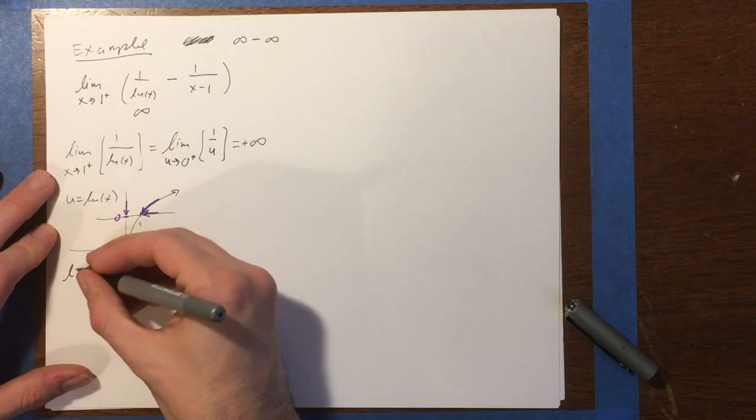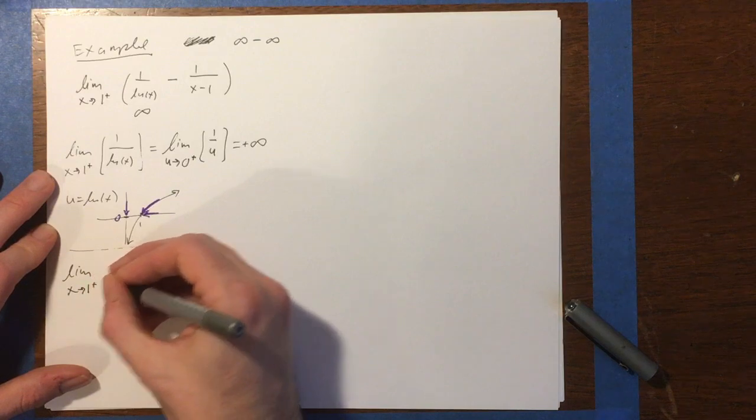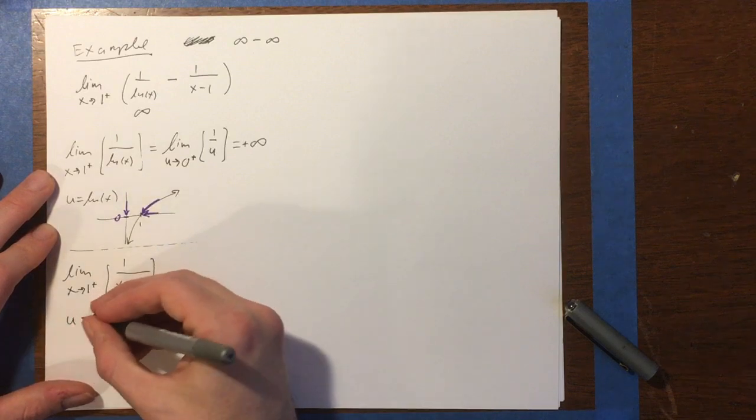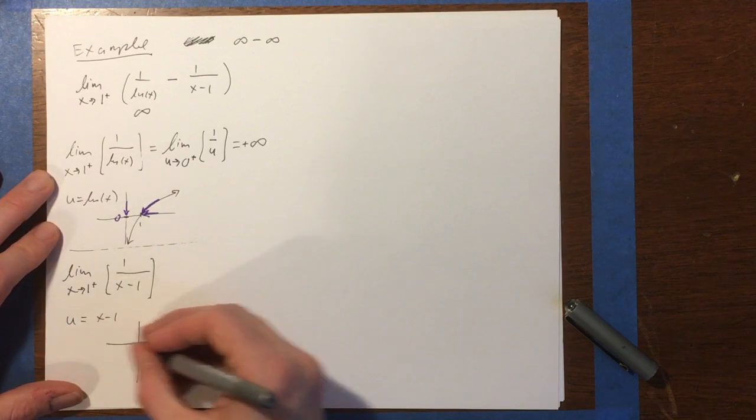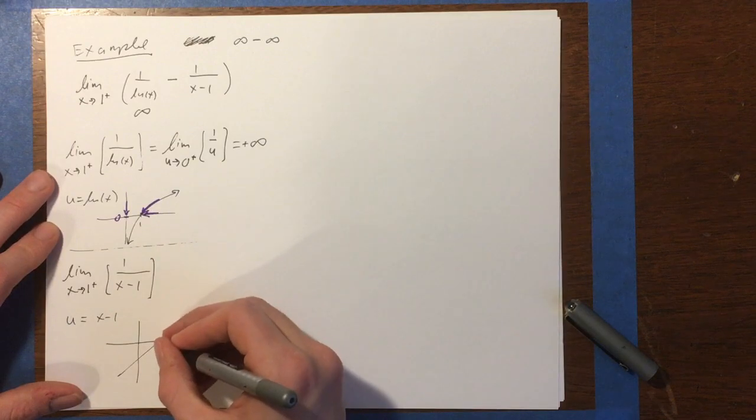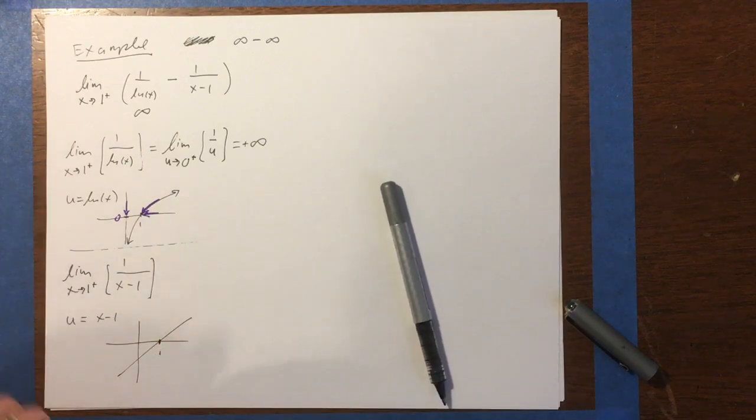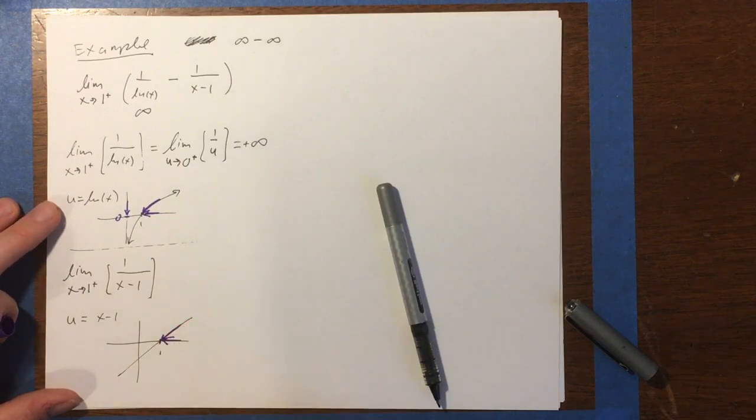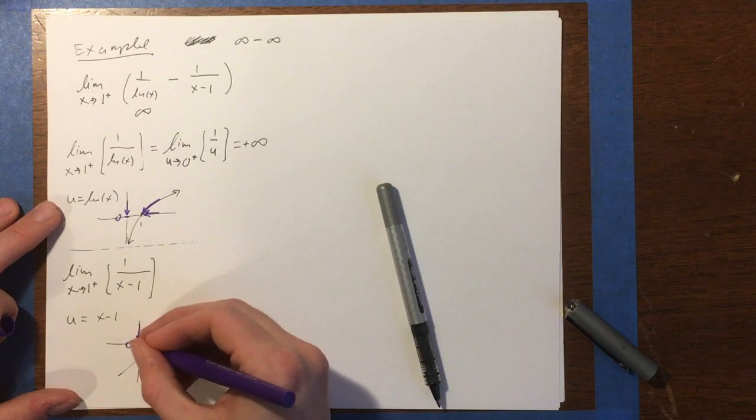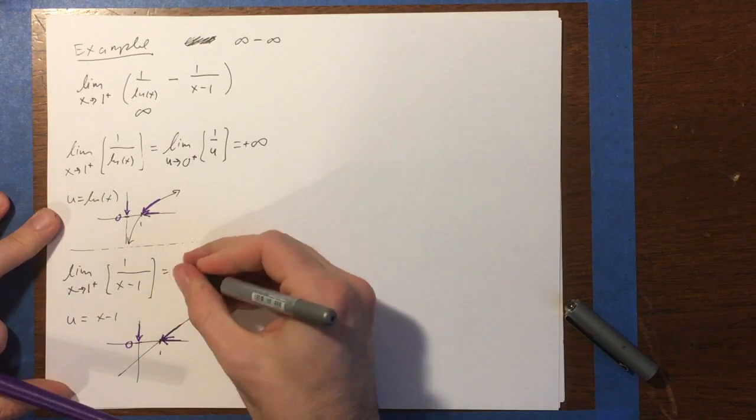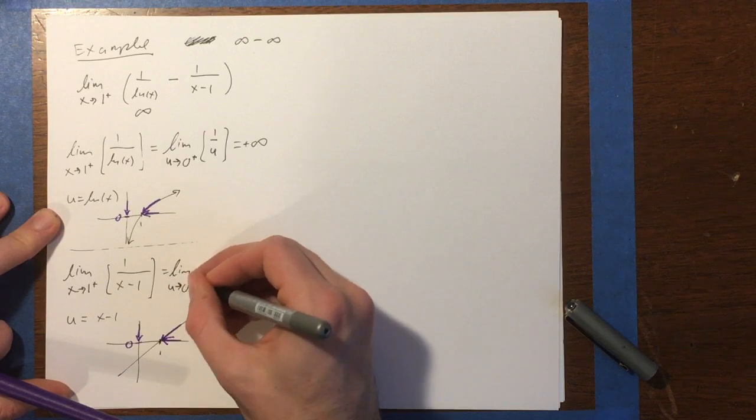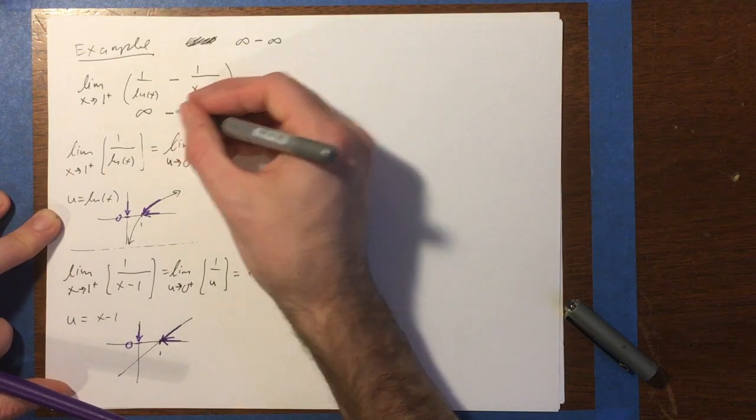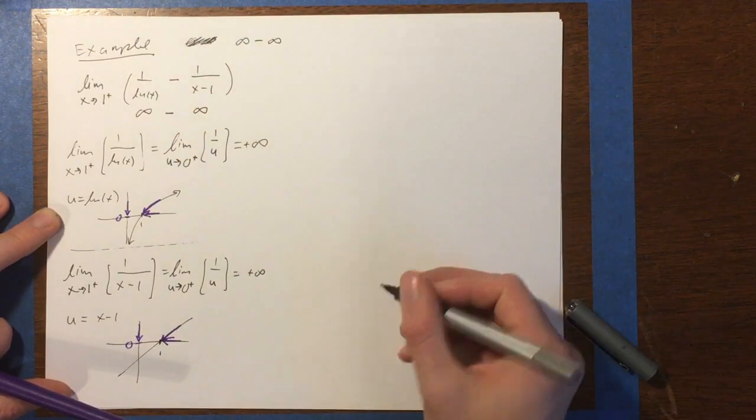Then let's look at the second one: the limit as x approaches 1 from the right of 1 over x minus 1. Again, you can do u equals x minus 1. Let's do a quick graph of x minus 1. It looks like this, and it also crosses the x-axis here at 1 in a very similar manner. So as x approaches 1 from the right, we're coming in along the line like this, which means y is going to be approaching 0, again from the right. So this will be the limit as u approaches 0 from the right of 1 over u again, which is again positive infinity. It's the same thing. So that term is also approaching infinity.